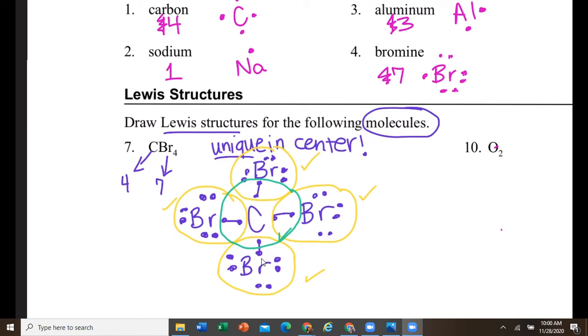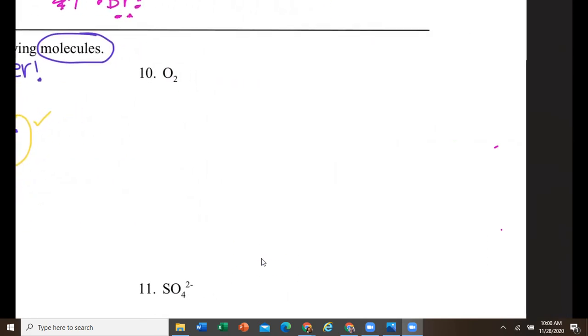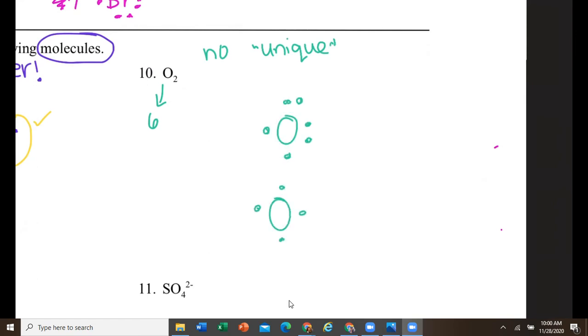All right, let's look at our next example. We have oxygen. I know that this was already in the slideshow, so let's just run through it really quick. Remember, oxygens each need 6. So we're going to draw in our oxygens. There's nothing unique, so we're just going to put them right next to each other. I went ahead and drew my 6 for each of them, and now you're going to be connecting those dots.